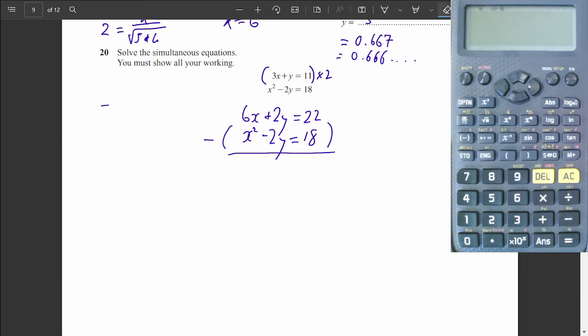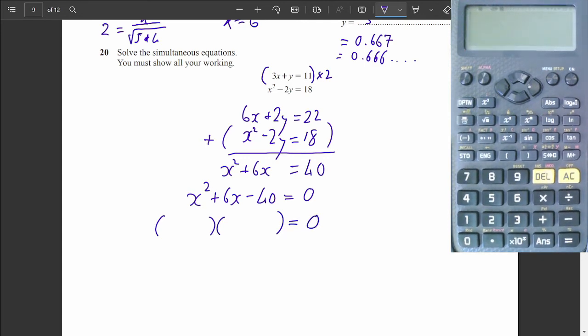So what we're going to have to do is add it, of course. Adding it will give us 2y plus minus 2y. We eliminate the y, that's what we want. Also we need to add the x squared and the 6x. We can't squeeze them together, we write them like that. 22 plus 18, of course, is 40. Let's move the 40 across because we now have a quadratic equation, which to solve we need to factorize.